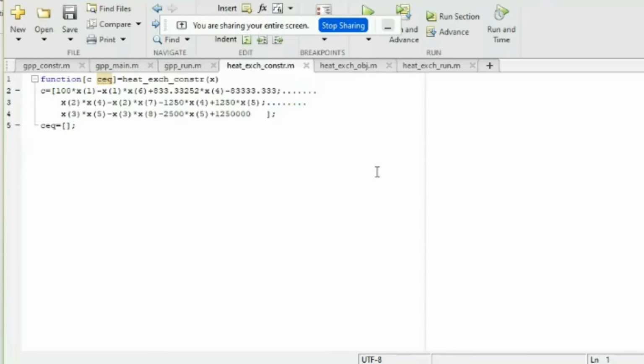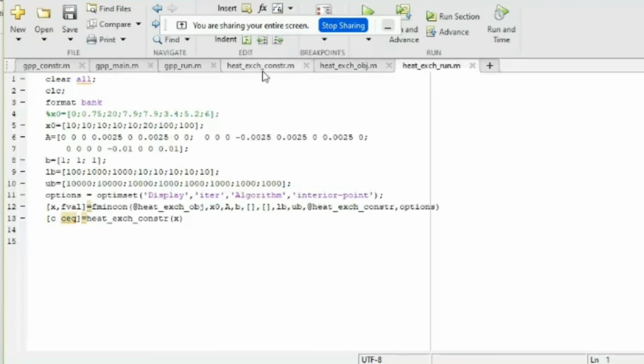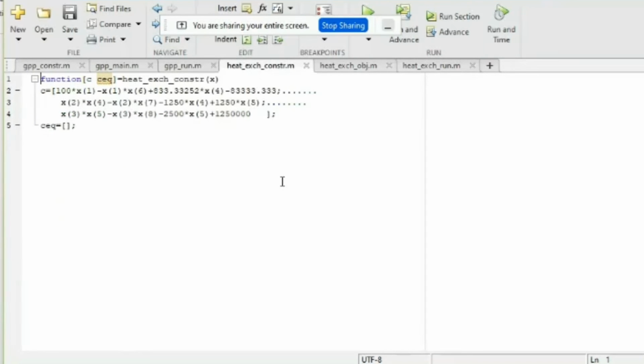My dear colleagues, whether the files are visible, heat exchanger, right? Hello, my dear colleagues. Visible, sir.